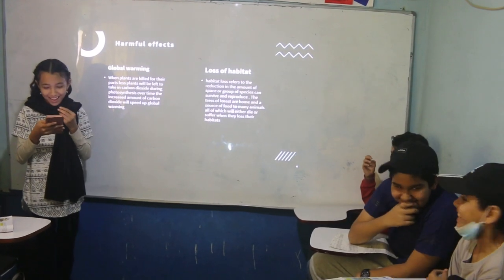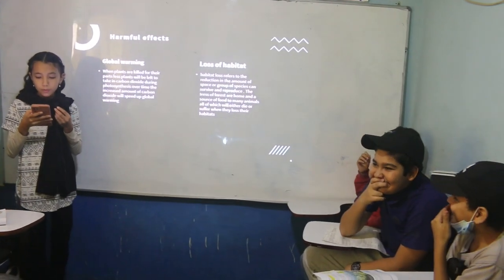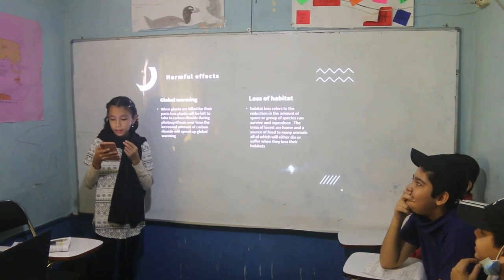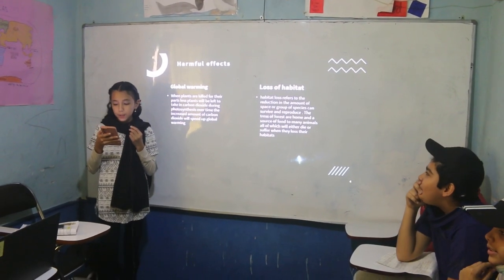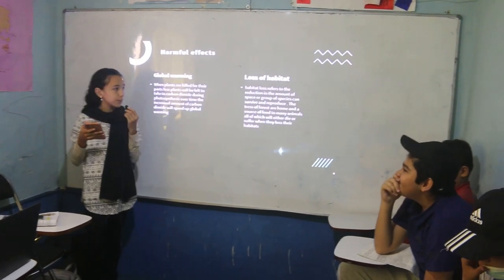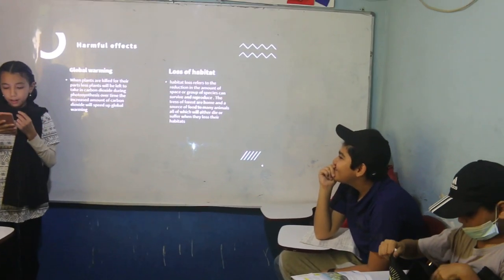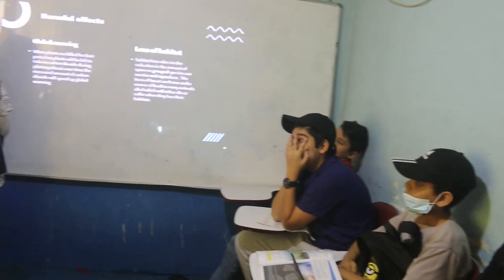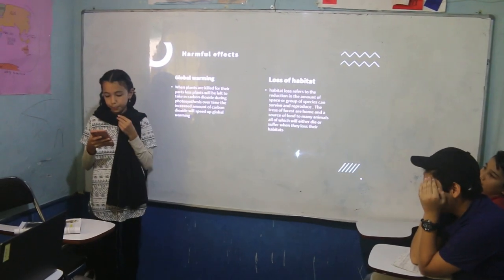Loss of habitat. Loss of habitat refers to reducing the amount of space in which a particular species or group of species can survive and reproduce. Trees and forests are home to many animals and a source of food to many animals. They might die or suffer when they lose their habitat.